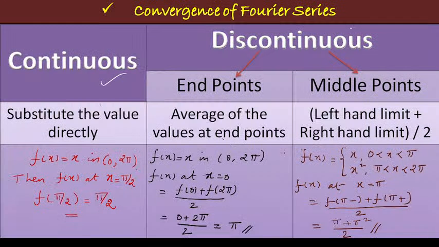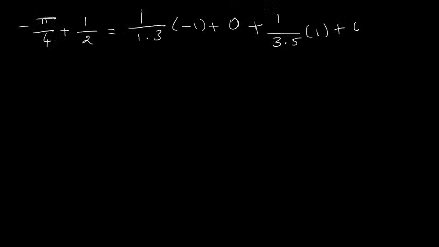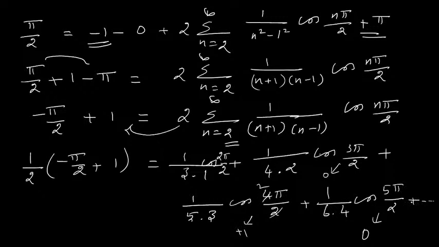Plus, coming to the next, 1 over 6 product 4 cos 5 times pi by 2. That is nothing but cos pi by 2. Cos pi by 2 value is 0. So this term vanishes. Plus, coming to the next, suppose if you write the next term, what do we get? Substitute n is equal to 6. So if you substitute, I am going to write the next term too.